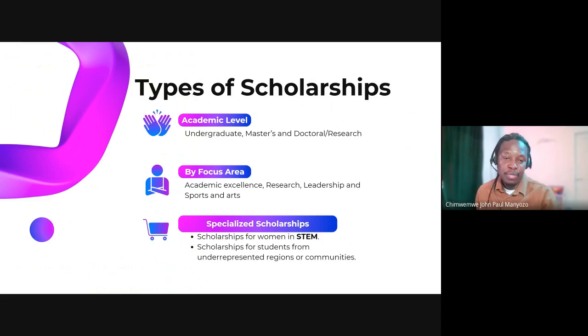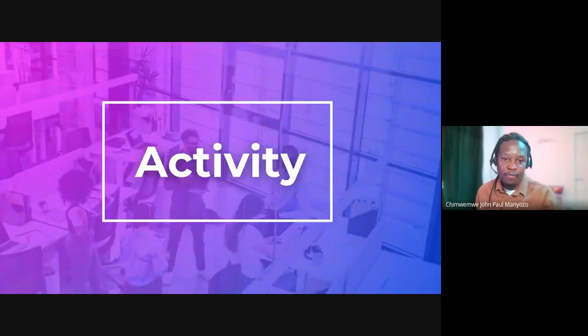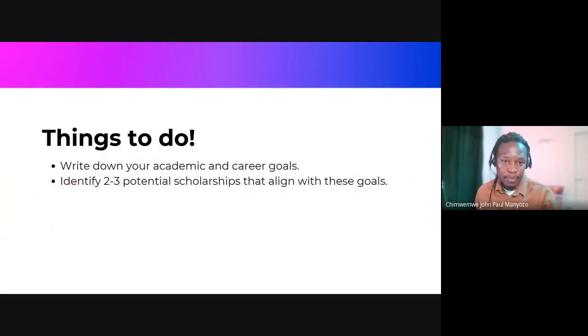I am going to finish with an activity, which is something that I'm going to challenge you to do. And please do this particular activity before you move to the next video, because this activity is going to help you to begin to have a different level of understanding when it comes to scholarships. So the thing that I would like you to do is, when you have time, write down your academic and your career goals. You know where you would want to go with your life. You know the desire that you have in terms of achievement, what you want to achieve at the end of the day. You know yourself.